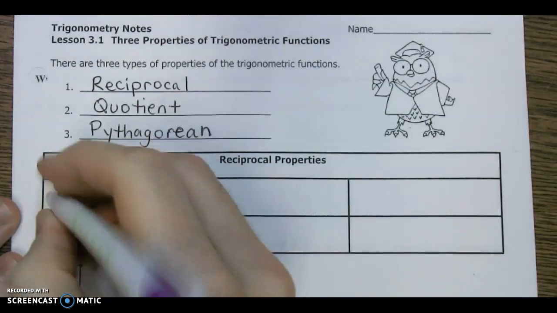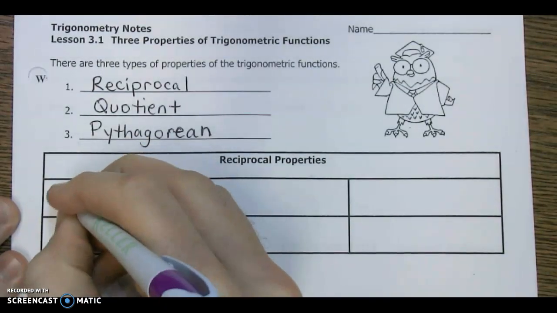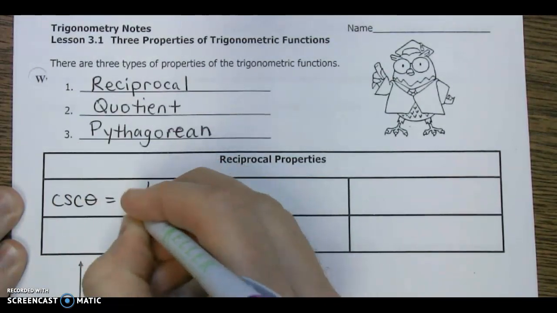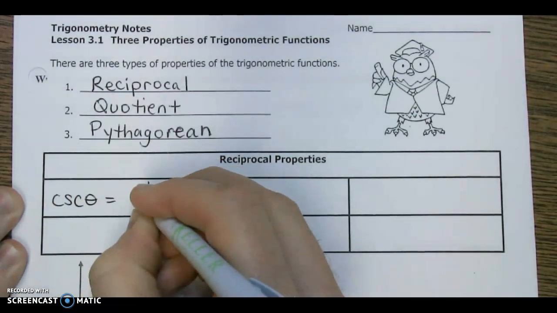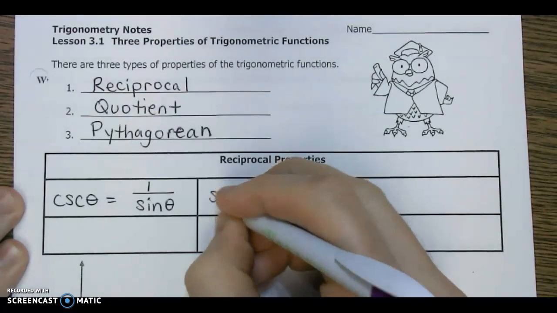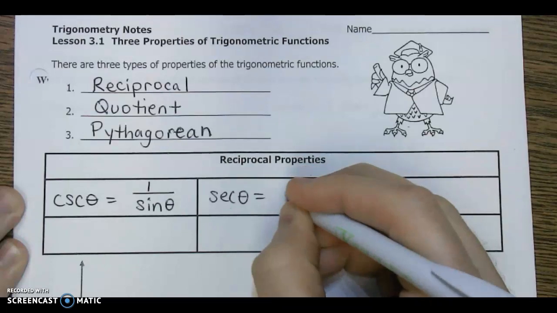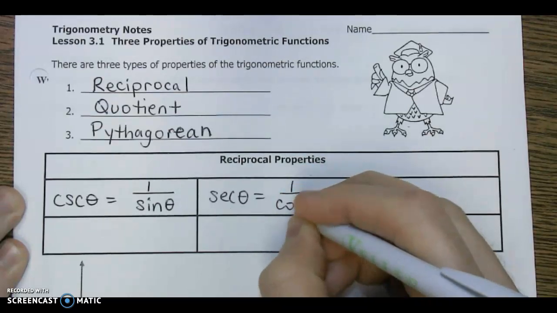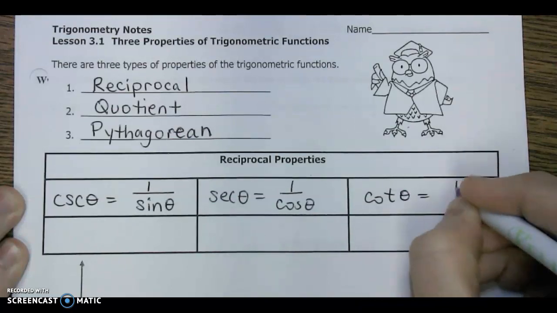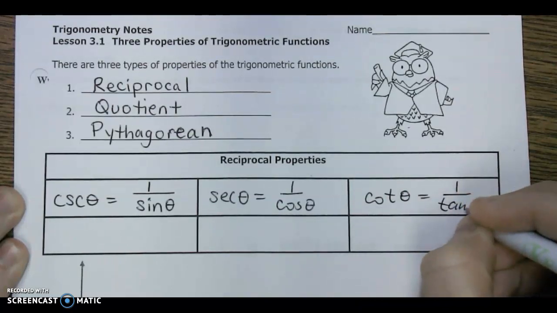So one of them that we know is that cosecant of theta equals 1 divided by sine of theta. So cosecant is the reciprocal of sine. We also know that secant of theta is 1 divided by the cosine. And we know cotangent of theta is 1 divided by the tangent.